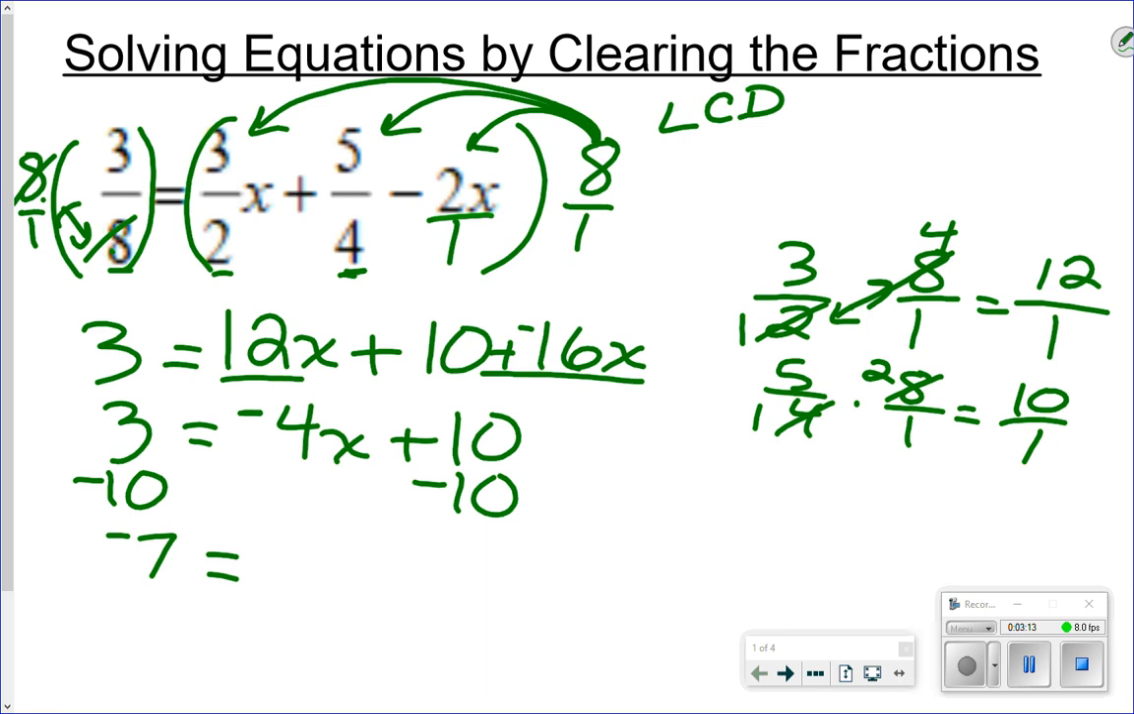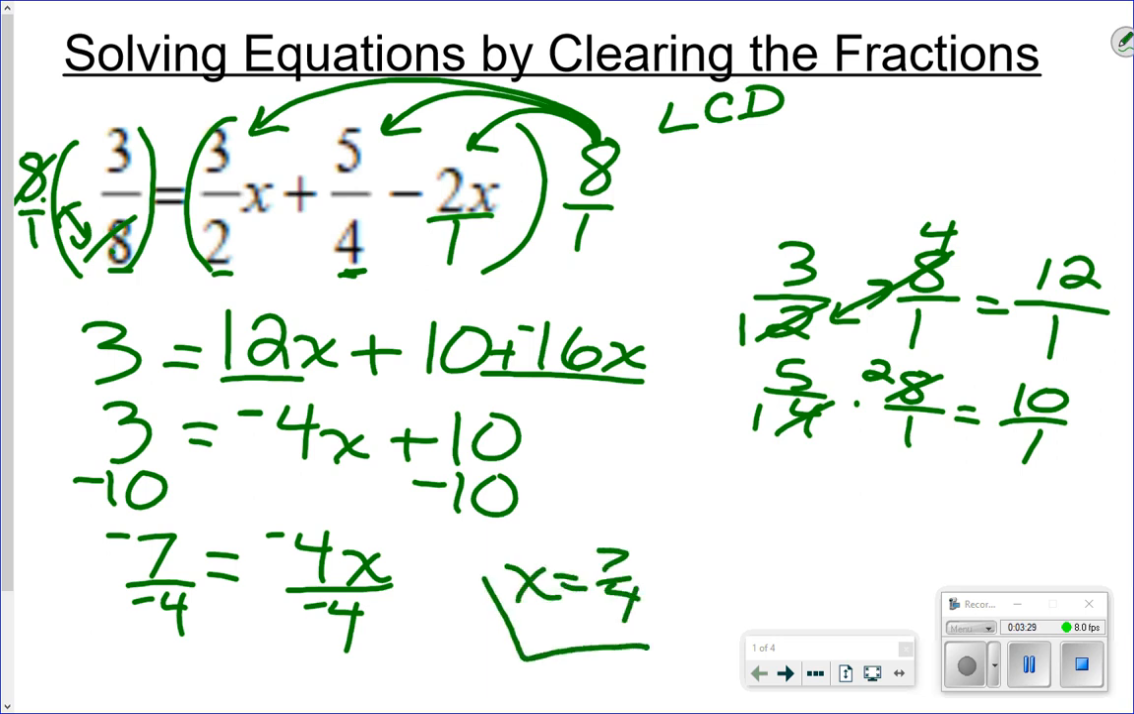Negative and a negative 4x over here. Now we divide both sides by negative 4. Now, a negative over a negative is going to be positive, but 7 divided by 4 is simply 7 over 4. As long as that's simplified, you can leave your answer like that as an improper fraction. So that's all there is to clearing the fractions. Okay, we'll do 2 more examples.